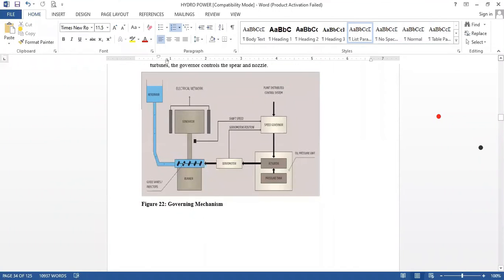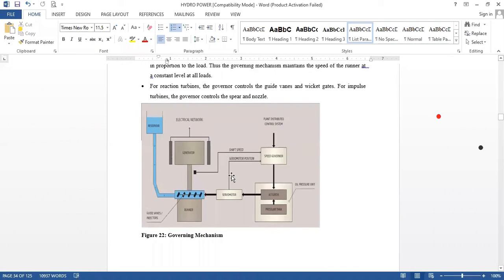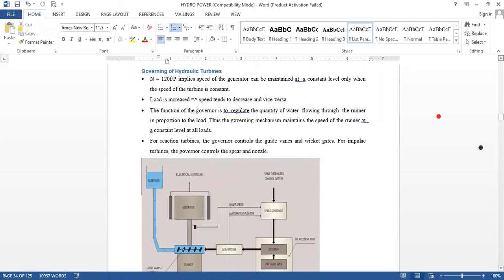Now we'll see the governing mechanism of the turbine. Speed N is equal to 120 F divided by P, as you might have already learned in the synchronous machine. This is the formula for the synchronous speed, where F is the frequency and P is the number of poles. This implies the speed of the generator can be maintained at a constant level only when the speed of the turbine is constant.